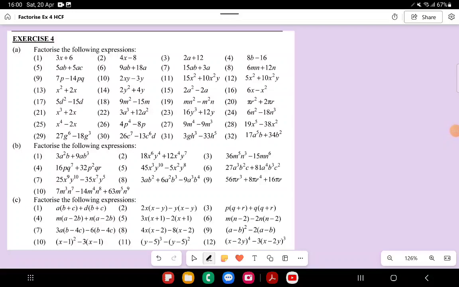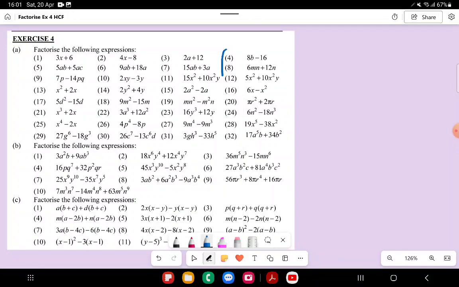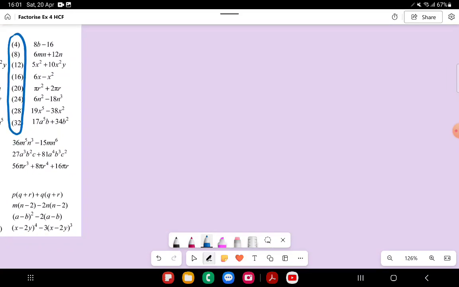In today's video, we are going to look at exercise 4, factorizing the highest common factor. Now what I'm going to do is I am only going to factorize, I think, these questions over here in this video. And then in the next video, we'll do B and C, also the last column. So exercise 4, just the last column. Let's get started.